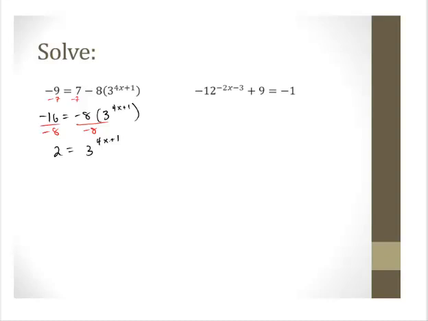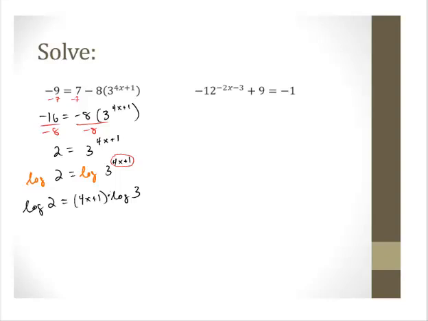Now, like I did in the previous exercise, I'm going to apply the common logarithm to both sides. Log 2 is equal to log of 3 to the 4x plus 1. Now I will use the power property to bring this 4x plus 1 down as a coefficient. Log 2 would equal 4x plus 1 times the log of 3.